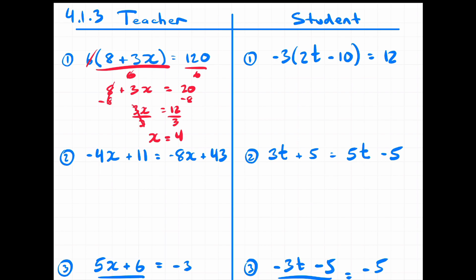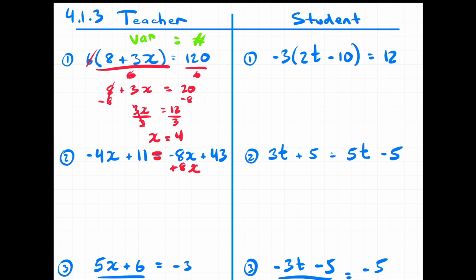Okay, question number 2. I've got a negative 4x plus 11, and that is going to equal a negative 8x plus 43. So remember what I was telling you, our goal is to get variables on one side and numbers on the other side. But in this case, you can see I've got variables on both sides and numbers on both sides. So we just need to move them back and forth. So let's begin by moving that negative 8x over to the other side. If I want to move it to the other side, I'm going to add 8x because I want to get rid of it.